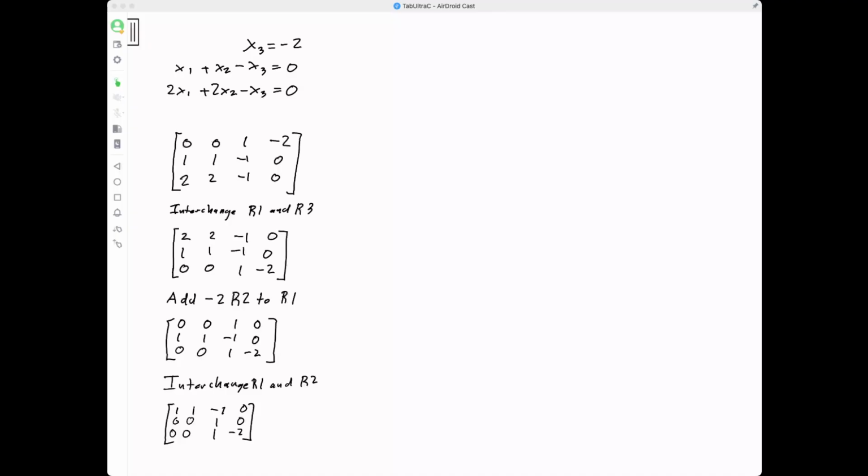Then I'm going to add row 2 to row 1. And what that gives me is 1, 1, 0, 0, 0, 0, 1, 0, and 0, 0, 1, negative 2.